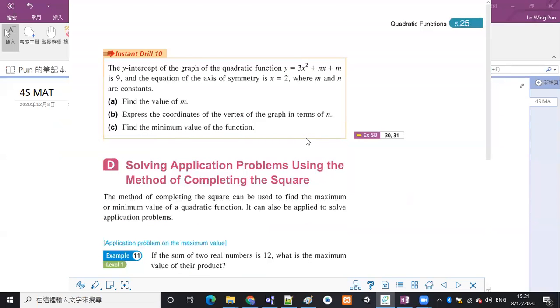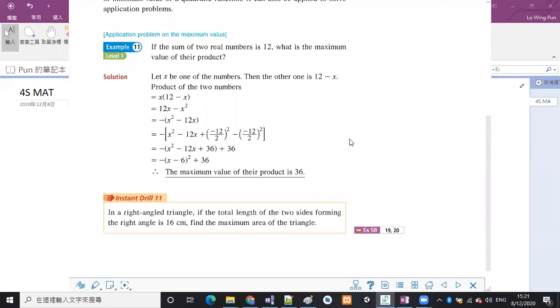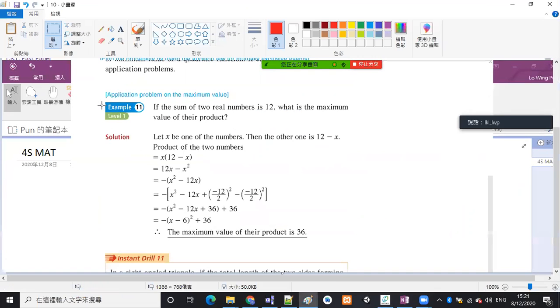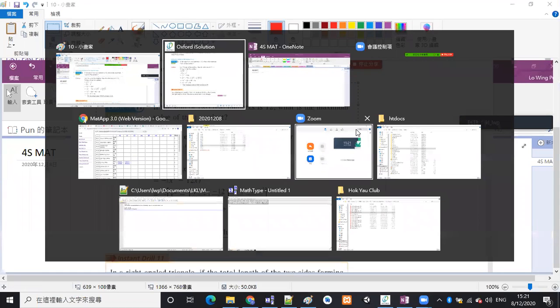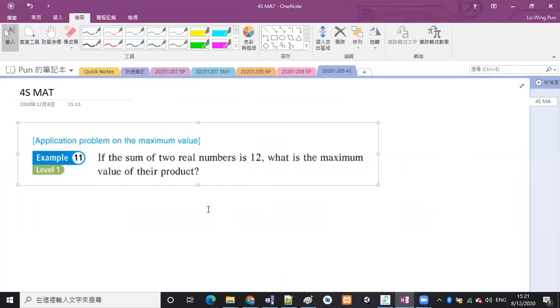We're now on page 5.25. Okay, example 11. Example 11. So let me copy. Example 11. If the sum of two real numbers is 12, what is the maximum value of their product?